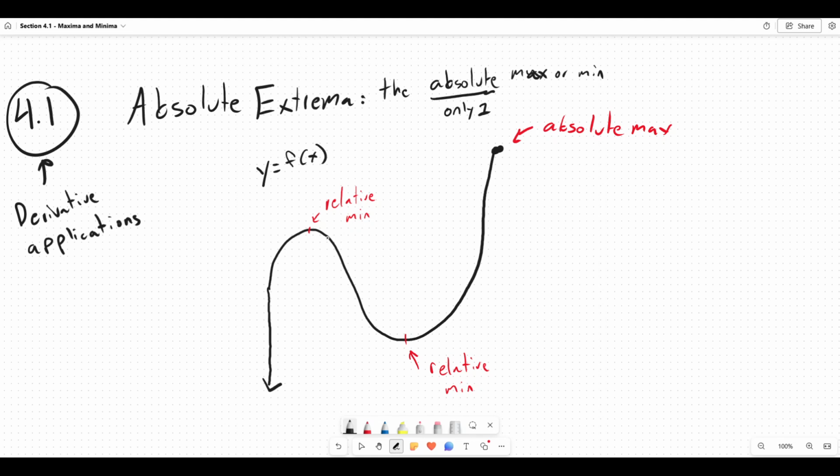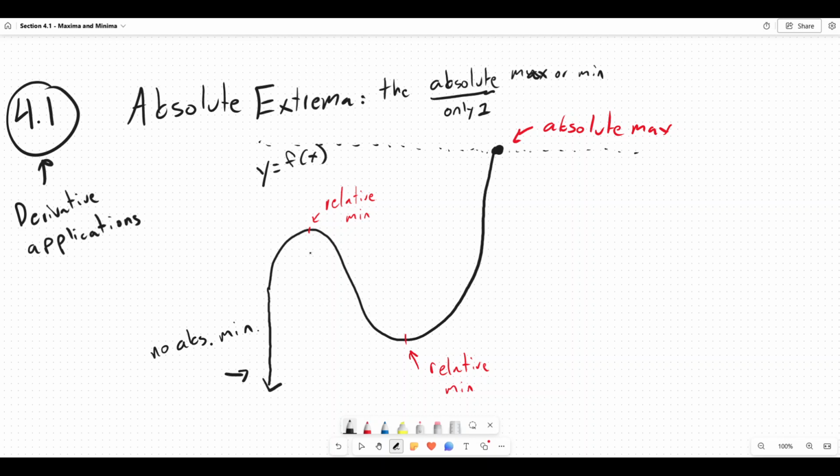And on a graph like this, where we have this hard stop, this point right here would be the absolute max, because if you compare this to any other point on the black graph, this one is the absolute maximum. Now, I will say there is no absolute minimum on this graph, because it's going to continue downwards forever according to this arrow. Okay, so you're not always guaranteed to have an absolute max. Some graphs have them, some graphs don't.